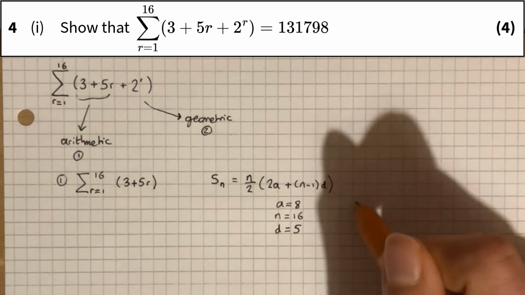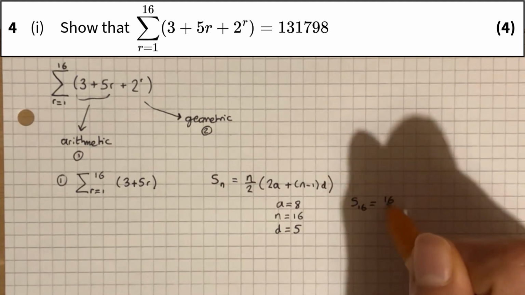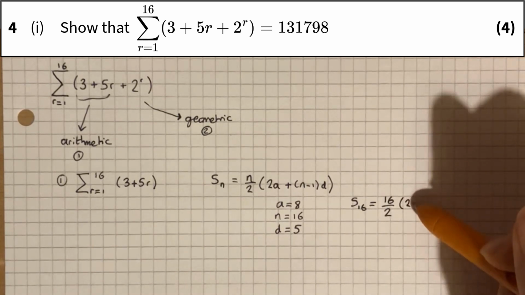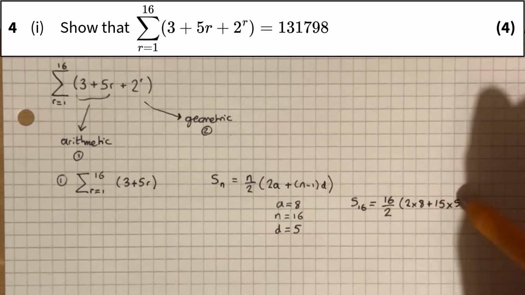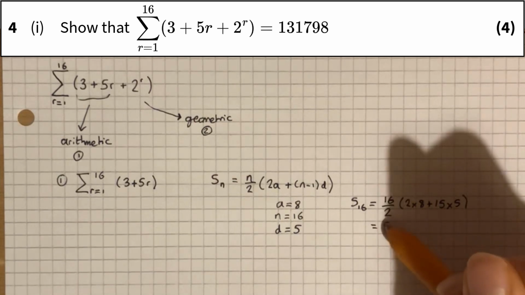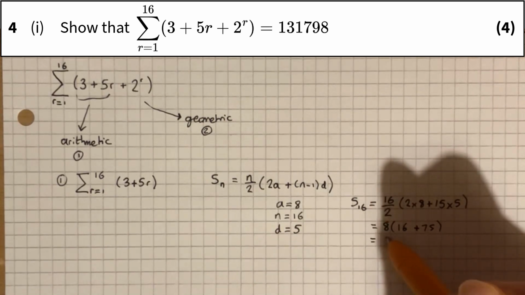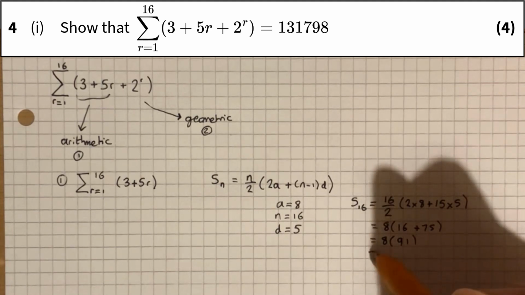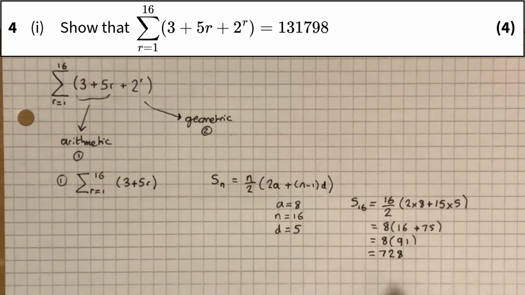We've got A, we've got N, we've got D. Now we just need to put everything in and see what it equals. So 16 over 2, 2 lots of 8 plus 15 times 5, which is 8 times 16 plus 75, which is 8 times 91, which should be 728.